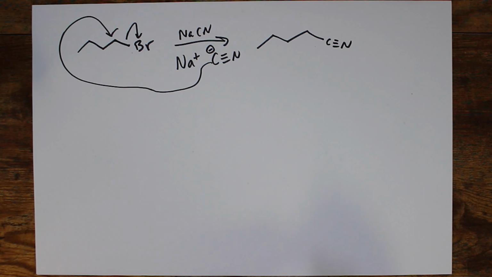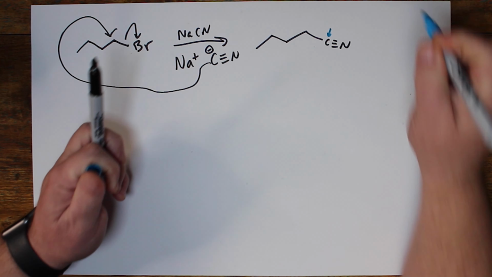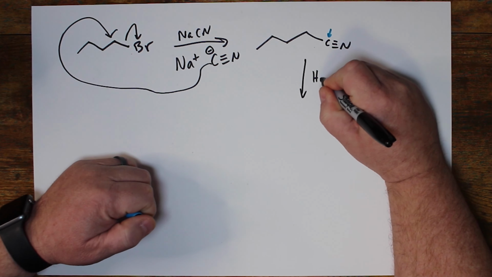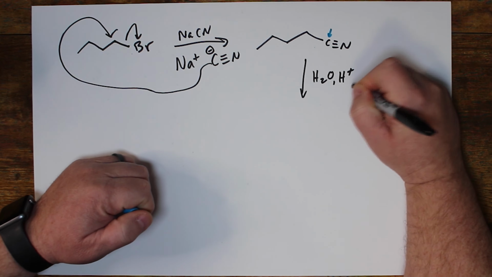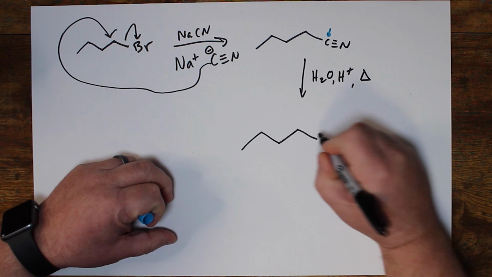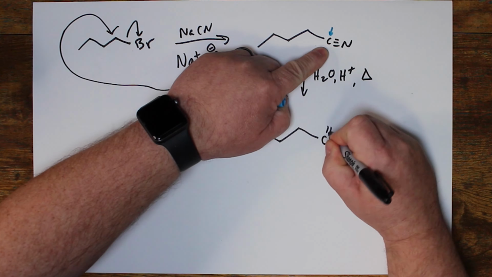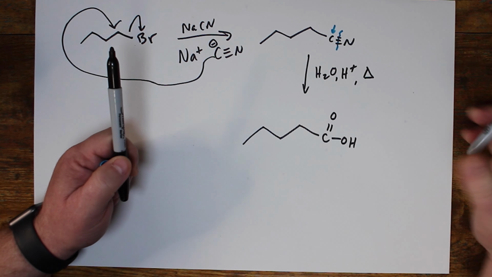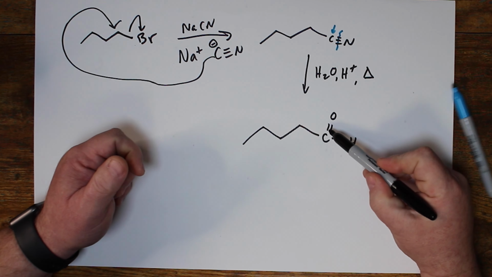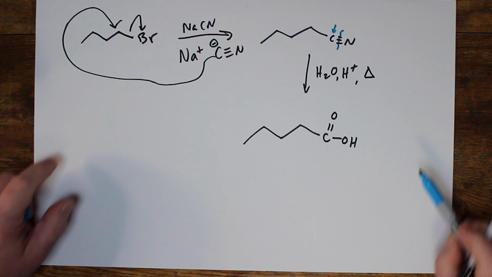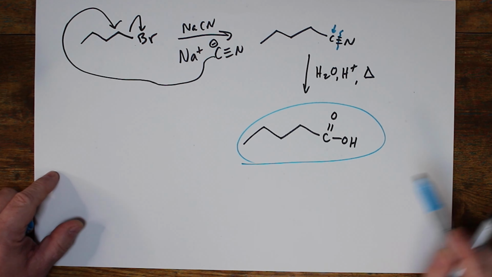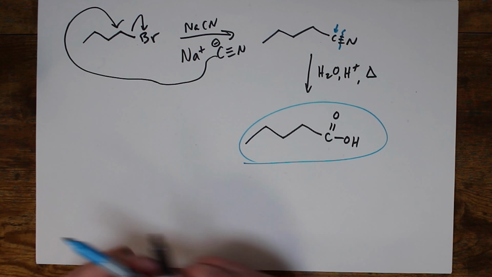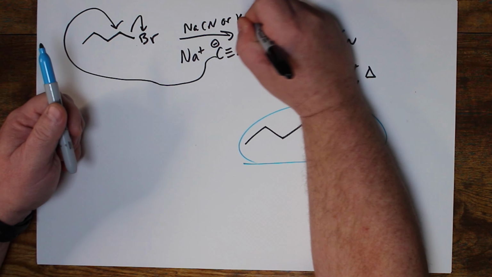And this carbon is the carbon that will turn into the carbon of my carboxylic acid. So then when I hydrolyze it, water and acid, maybe a little heat, this carbon is now a carboxylic acid. Because I've hydrolyzed it, I broke 3 carbon nitrogen bonds, and I formed 1, 2, 3 carbon oxygen bonds. So that's how we can make carboxylic acids from any good leaving group and a cyanide compound, like sodium cyanide, or I could have used potassium cyanide.